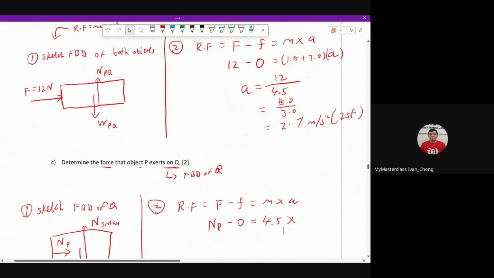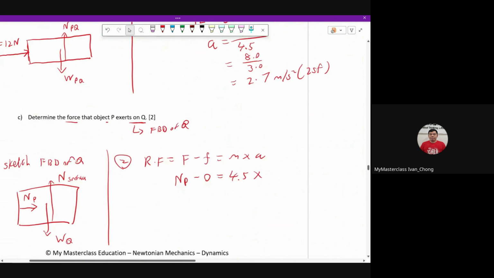Now, take note, we don't use the 2.7. We will use the 8 over 3. Now, why do we use that? Because if you use the 2.7, that's a rounded value. That's an estimated value. So if you keep using the same estimated values, the numbers will get more and more wrong. So because of this, we don't do that. So what is the N of P?